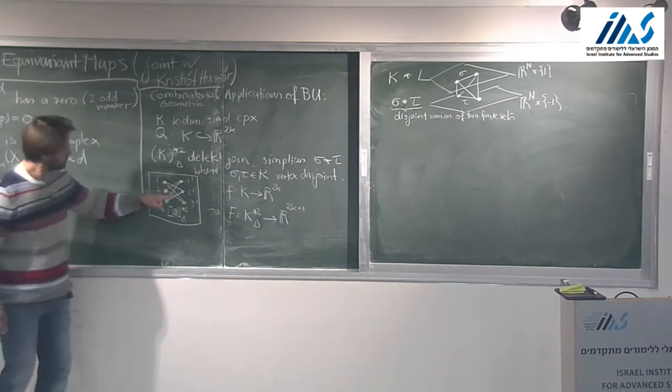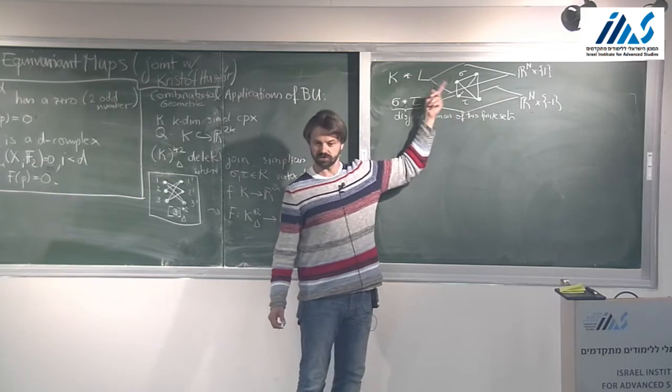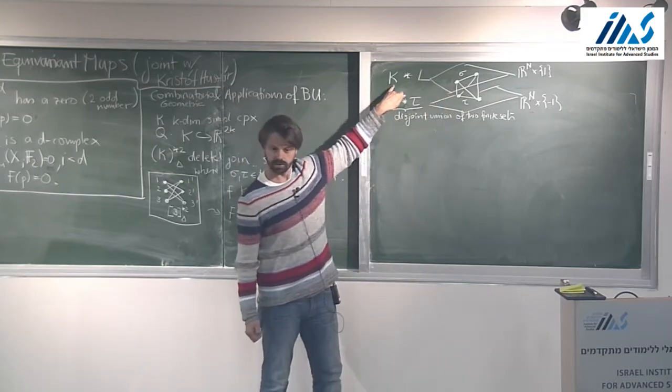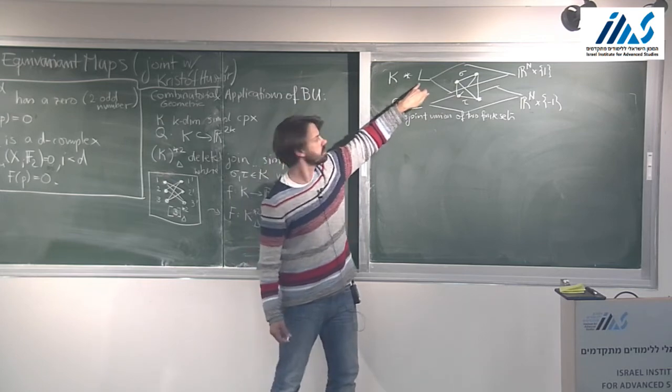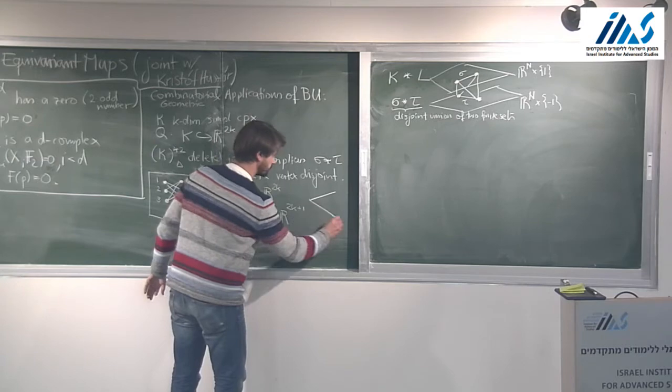How do you do it? Well, okay, pictorially, every element of the join can be written as a convex combination of some point in K and some point in L. And what you do is you kind of do exactly this picture. Let me just do it pictorially.